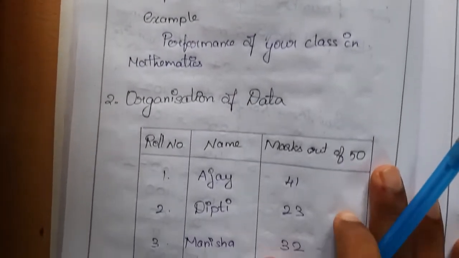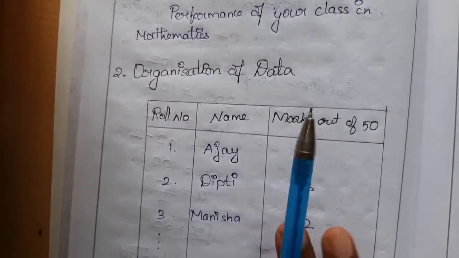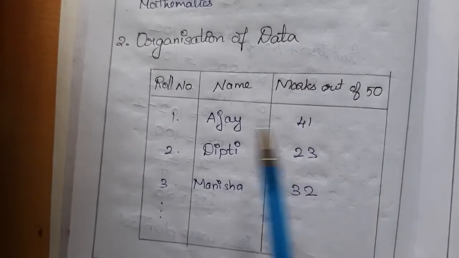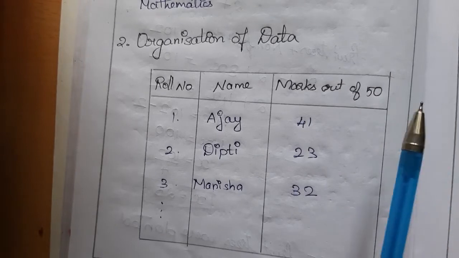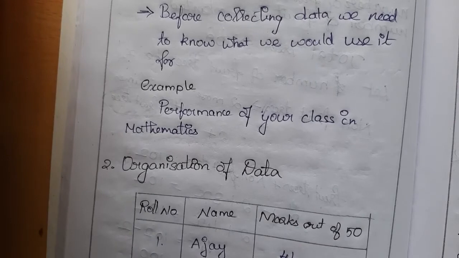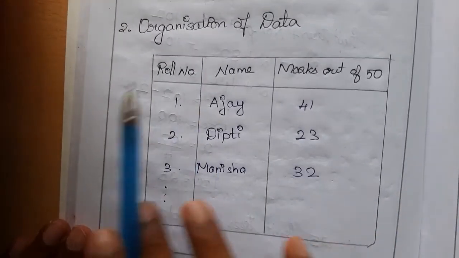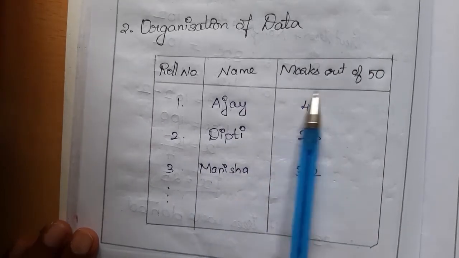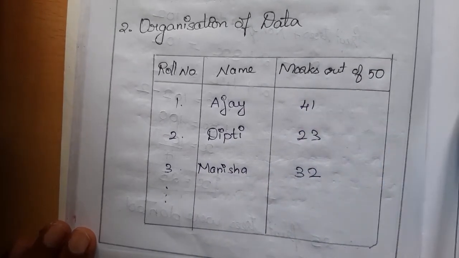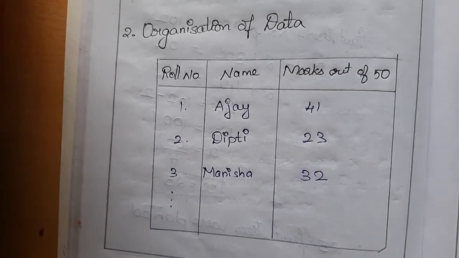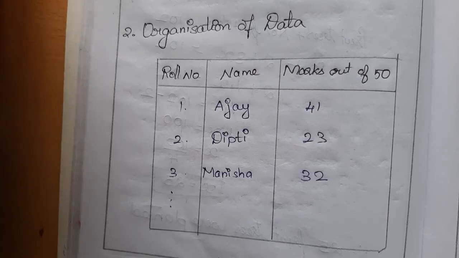So next, organize the data. After collecting data, we have to organize it. I gave the example: we are collecting the same mathematics marks to analyze the performance of our class students, our class in the mathematics. So we need to organize like this: the roll number of the students, the student's name, and the mark obtained out of 50 or 100, whatever. Just an example I gave. So like this we have to organize the collected data. Then only we can further move to analyze the data.